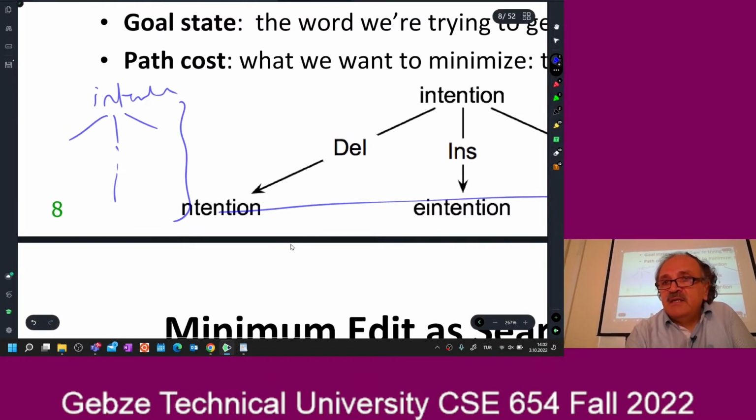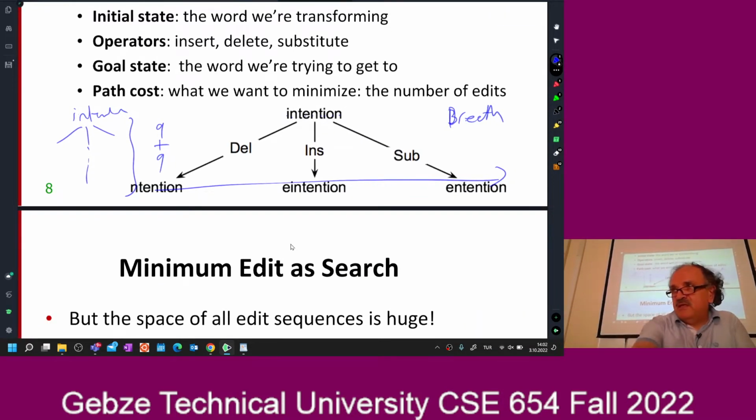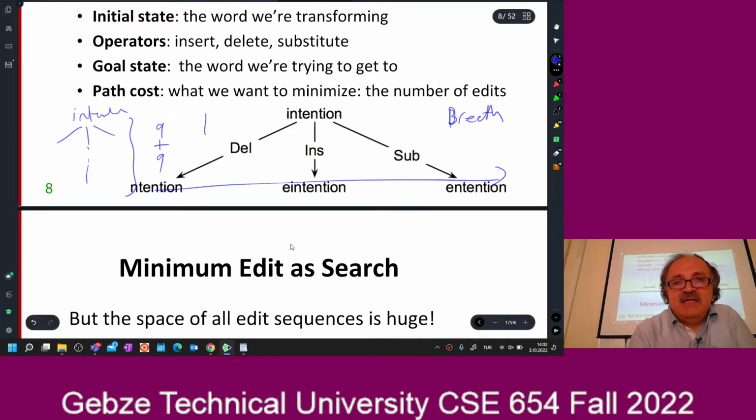No, it is not 9. It is 1, 2, 3, 4, 5, 6, 7, 8, 9 plus how many letters in execution? 9, right? Yeah, 18. Because remember, if I keep deleting everything, this will be done. Then I will have to insert everything, right? So the worst editing I can do is deleting intention and typing execution. That's 18 keystrokes, okay? So the maximum depth of this tree is 18.